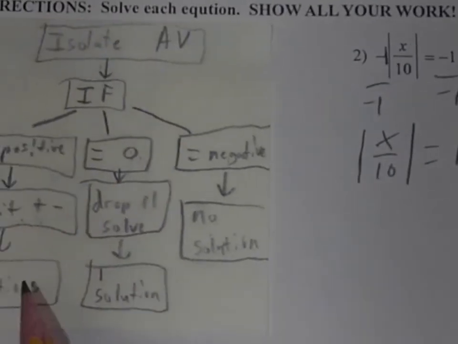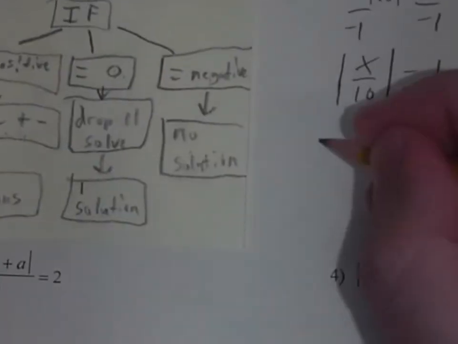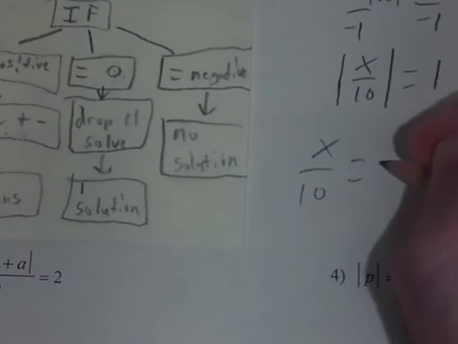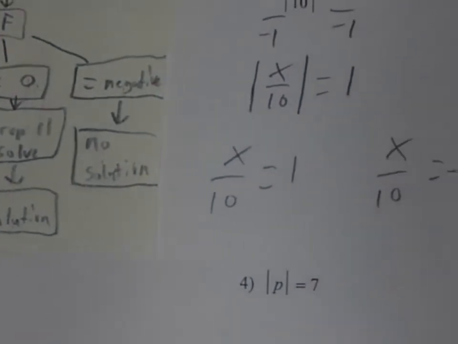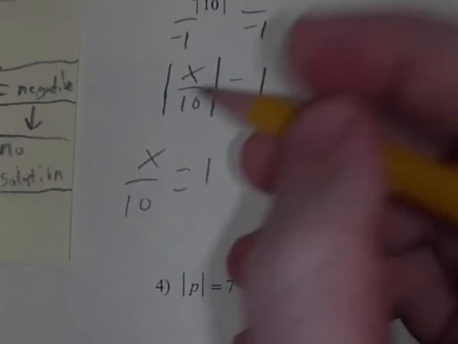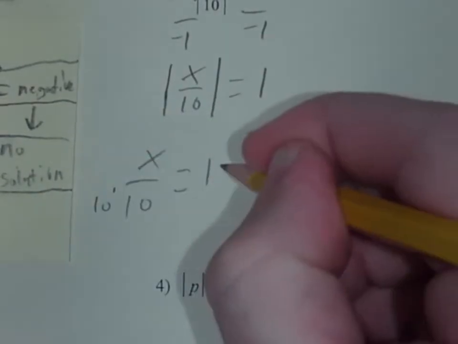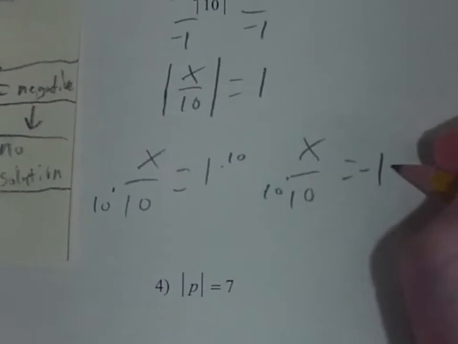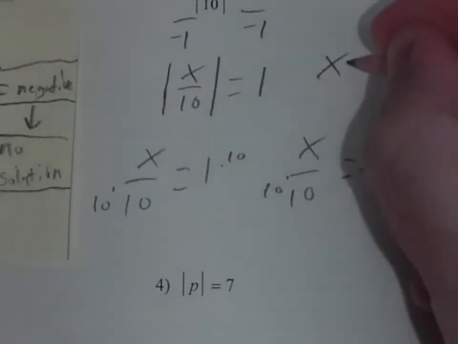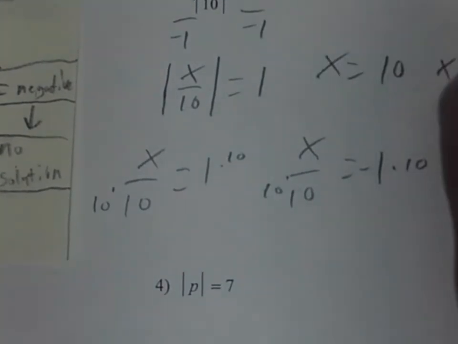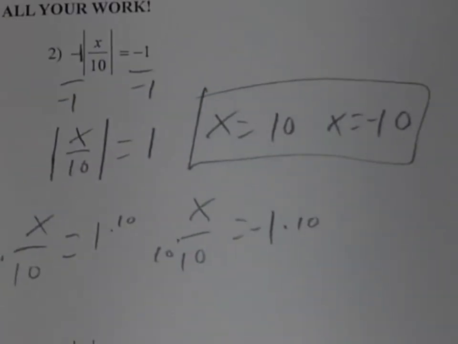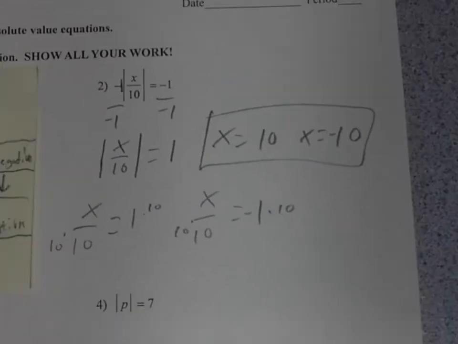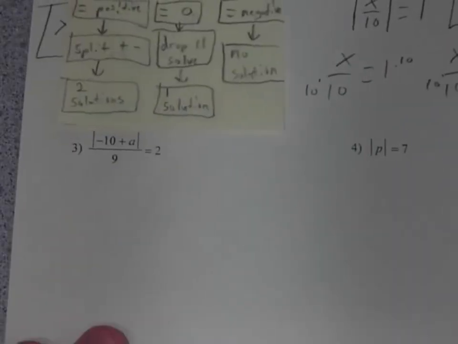It is equal to a positive number, so we're going to split it. So x over 10 could equal positive 1, or x over 10 could equal negative 1. Okay? Then, to solve that, you just times by 10, right? Get rid of the 10, and x could either equal 10, or x could equal negative 10. And that'd be your two answers. Okay? Just like that. Let me zoom out a tad bit here. Okay, let's try another one.